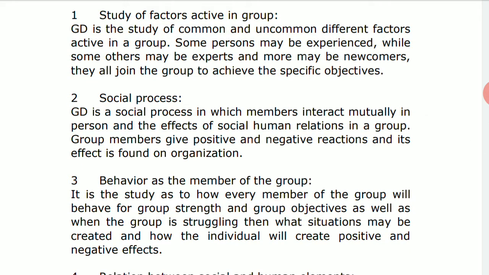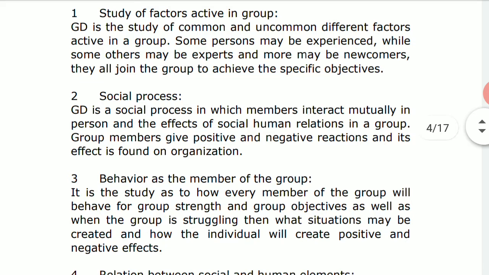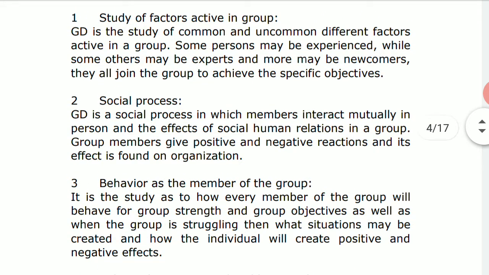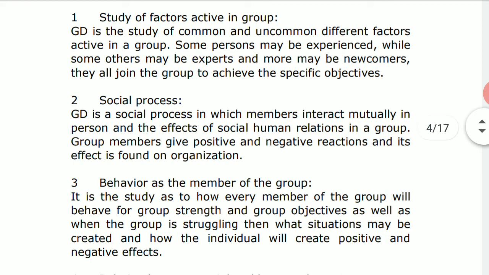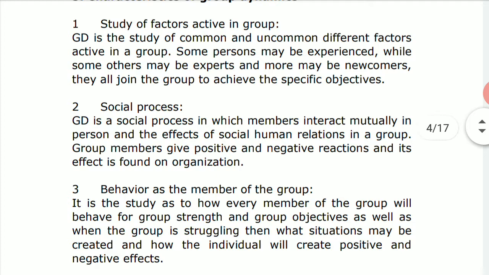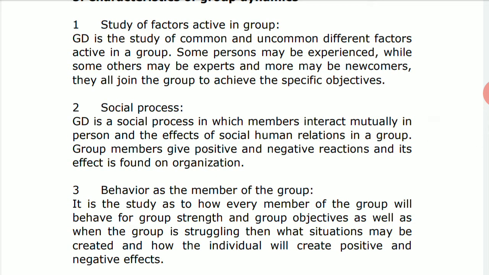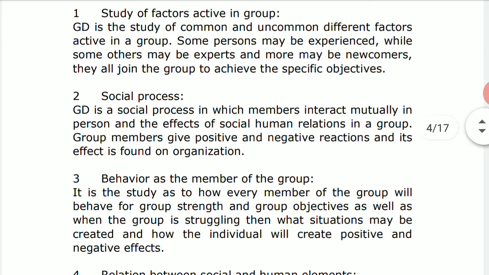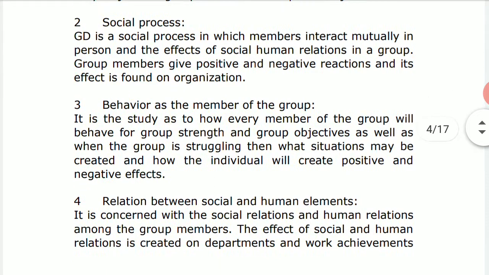Some persons may be experienced while some others may be experts, and more may be newcomers. They all join the group to achieve the specific objectives. That means many kinds of people are connected in a group, among them some are experienced, some are experts and some are newcomers. Now group dynamics develops based on which factors work more actively.